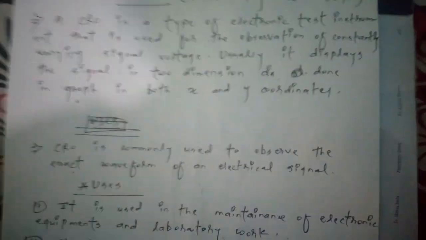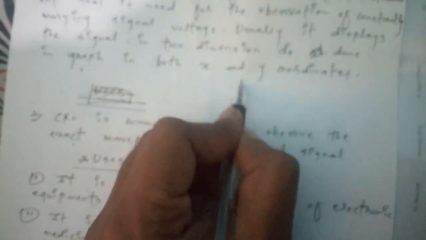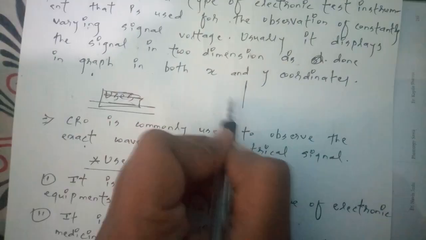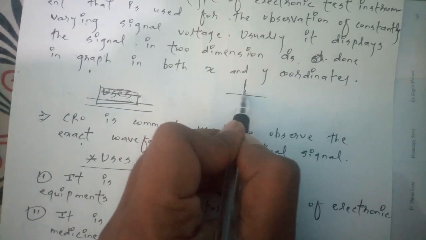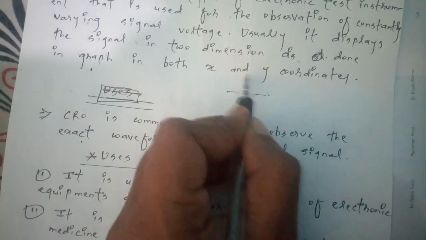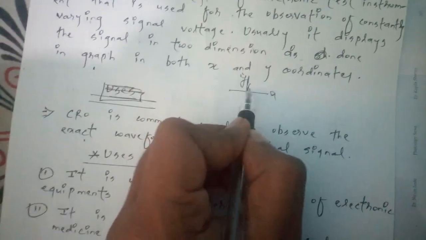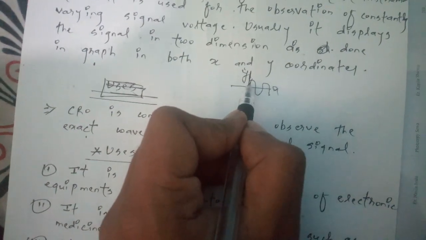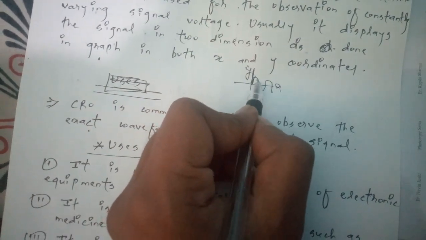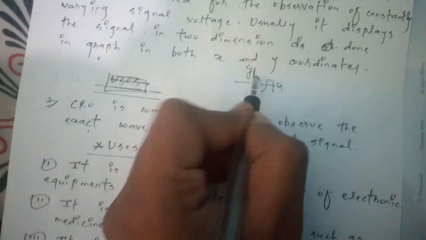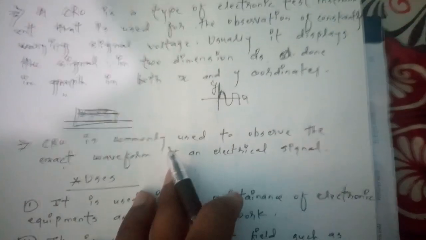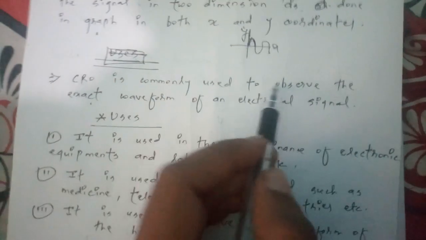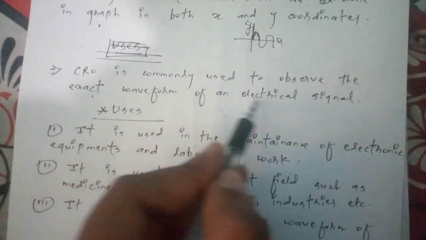as done in a graph, in both x and y coordinates. It shows the graph like this. Sometimes it goes up and sometimes it comes down, and it shows the signal in both x and y coordinates. Now CRO is commonly used to observe the exact waveform of the electrical signal.